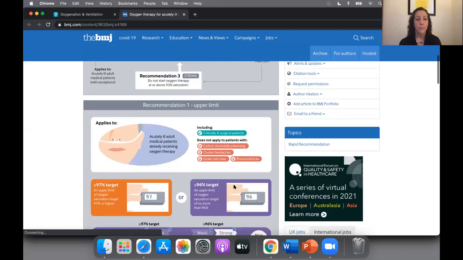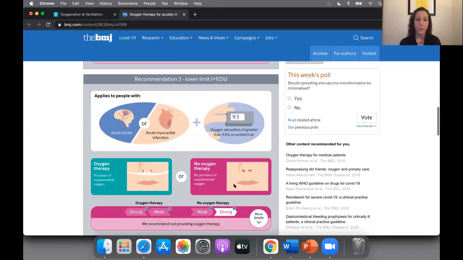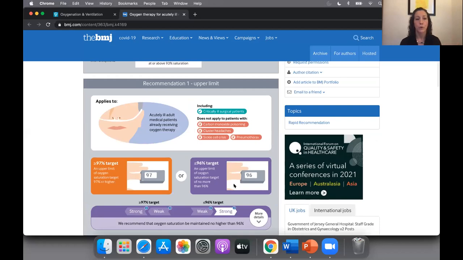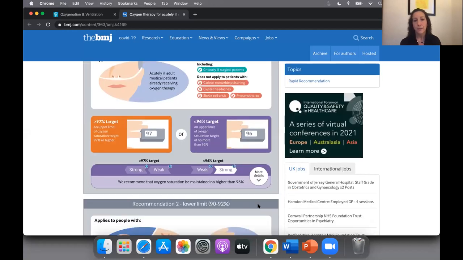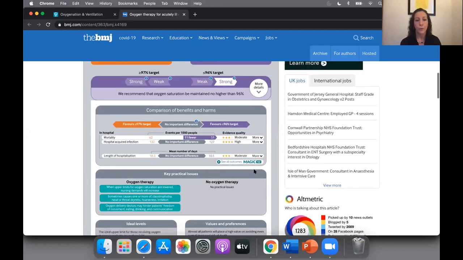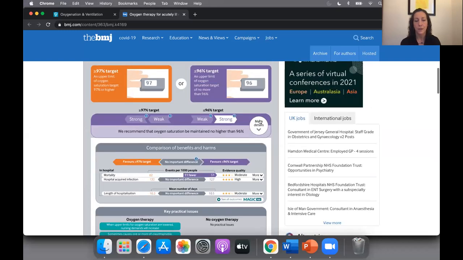So then the next three pictures are these three recommendations broken down into more detail. Recommendation one says they compared keeping a higher oxygen level versus a lower oxygen level. They reviewed all of it and recommend oxygen saturation be maintained no higher than 96%. If you want to see the evidence and the studies that they looked at, you can click on this more details and it'll go through and list all the different studies. You can go through these and look at all the different studies they used.